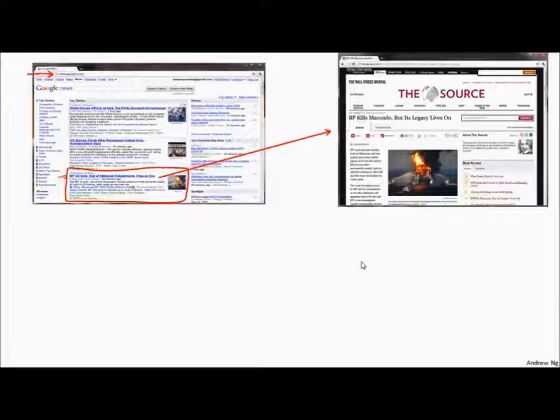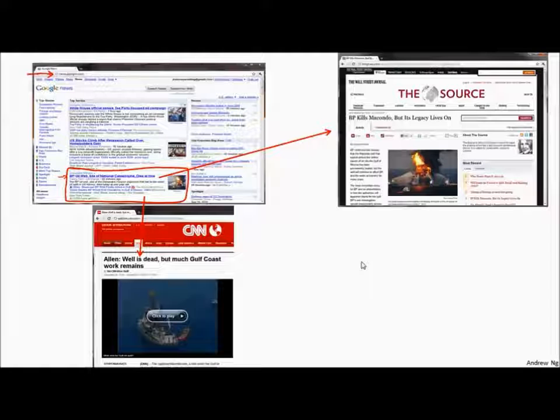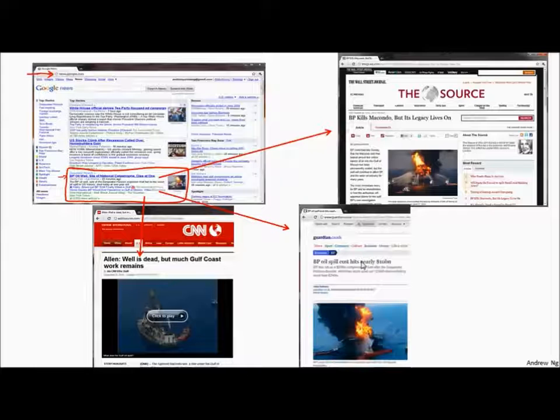And if you click on a different URL from that group, then you might get a different story. Here's a CNN story about, again, the BP oil spill. And if you click on yet a third link, you might get the UK Guardian story about the BP oil spill. So what Google News has done is look at tens of thousands of news stories and automatically cluster them together, so that news stories that are all about the same topic get displayed together.